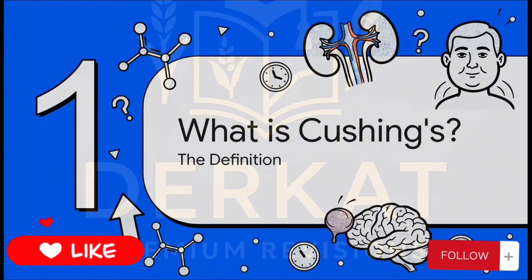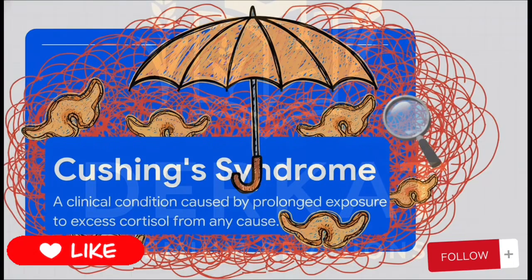Okay, section one. Let's kick things off with the most fundamental question. What in the world is Cushing syndrome? So here it is, the core definition. At its heart, it's all about one thing: having way too much cortisol in your body for a long time. And you got to notice that key phrase, from any cause. That's the huge umbrella that defines the syndrome.